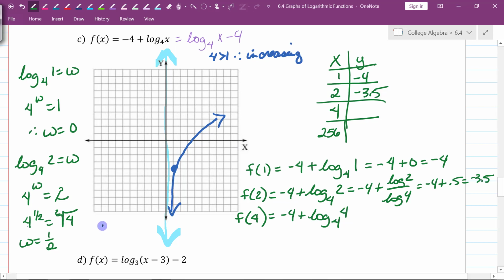Also, you could say log base 4 of 4 equals w. So 4 to the w equals 4. Therefore, w equals 1. So this right here, either way that you go, is equal to 1. So negative 4 plus log base 10 of 4 divided by log base 10 of 4. So that's negative 4 plus 1, which equals negative 3.